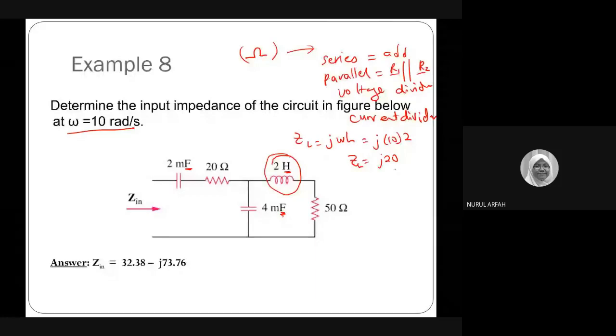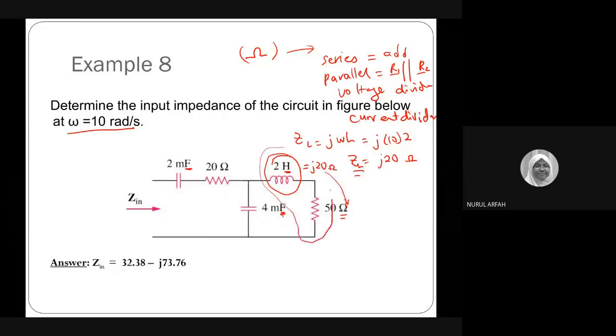What is the unit for impedance? Ohm. Impedance, yes, ohms. So you know that this one is equal to j20 ohms. You can add it to this 50 ohms. What is this plus this?